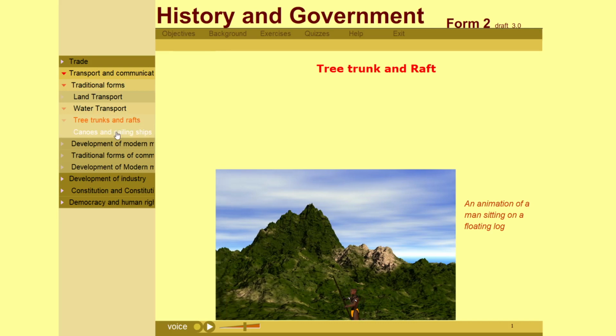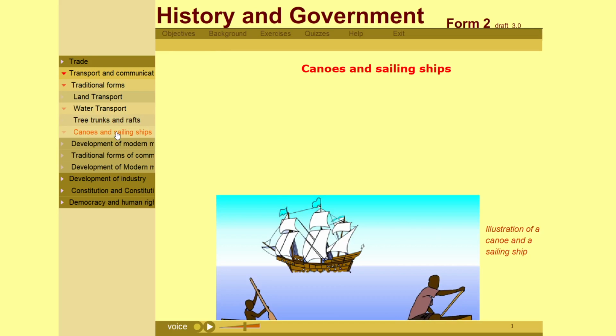Canoes and sailing ships were advanced early forms of water transport. A canoe was a big log hollowed out on one side to accommodate passengers and goods. It was propelled using oars or paddles. Sailing ships were advanced boats that could be propelled by wind using a sail. The invention of sailing ships promoted trade and exploration.